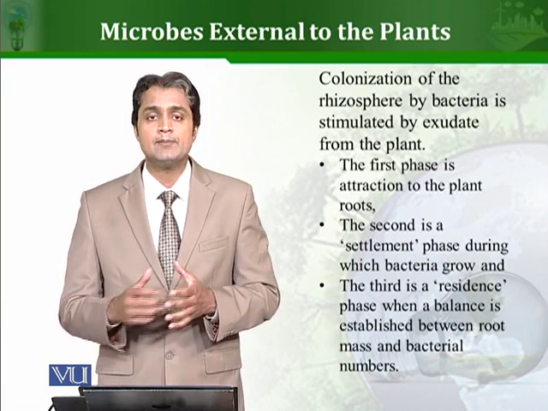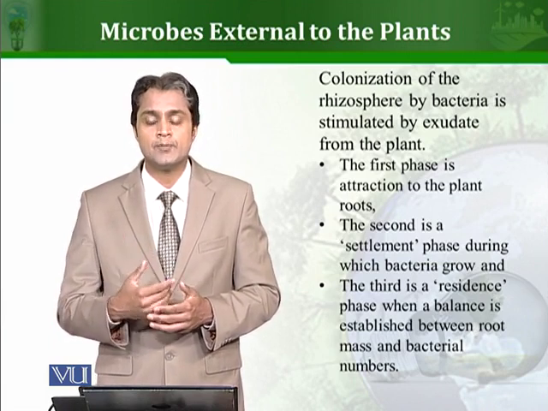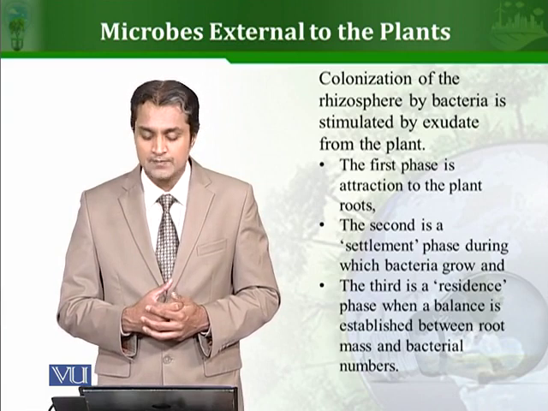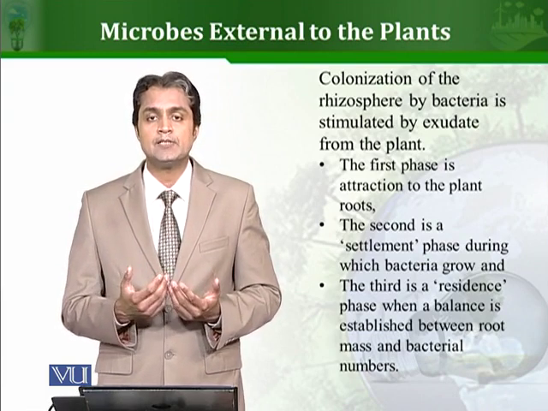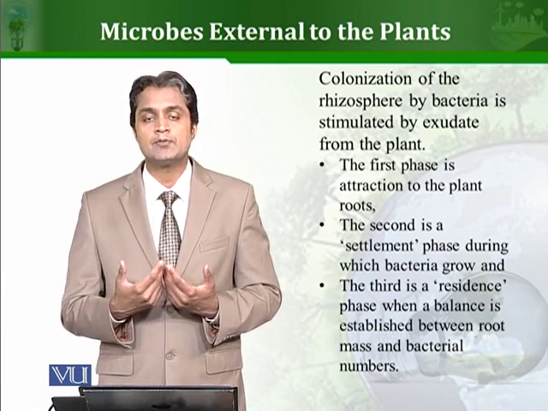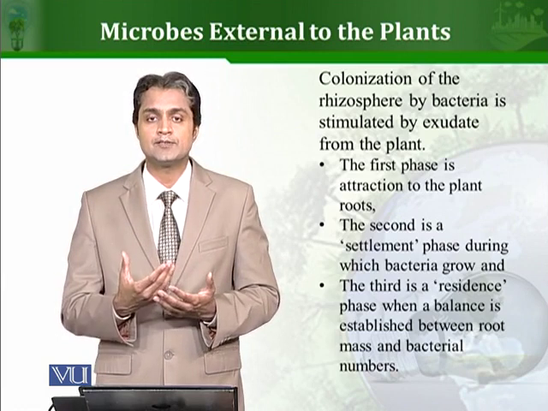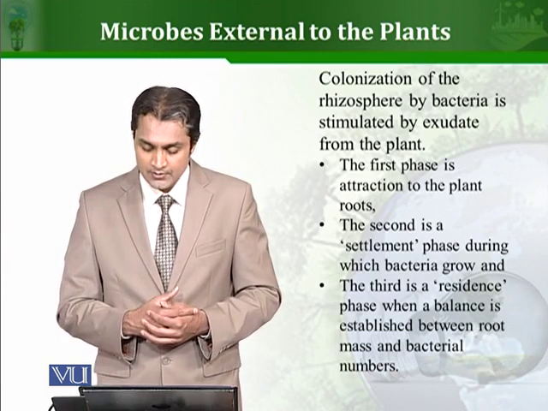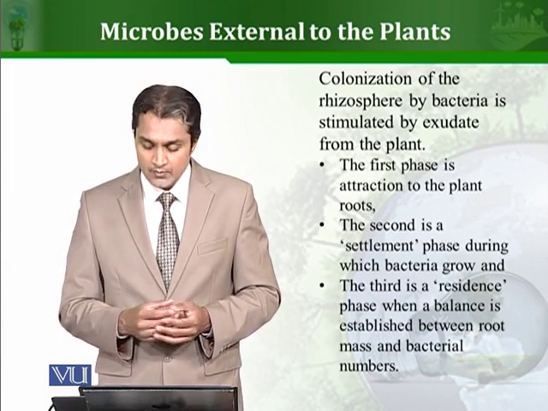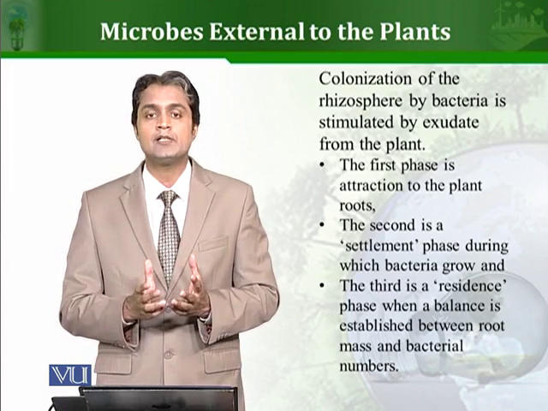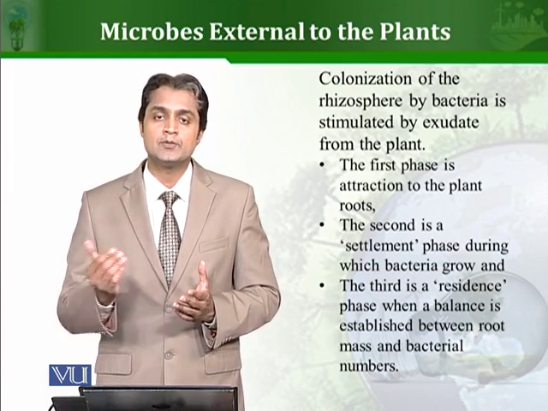Now, when the bacteria colonize the rhizospheric area, this can be divided into so many different phases. For example, the first phase is the attraction towards the root. जब प्लांट रूट डेवलप होती है और वहाँ से न्यूट्रिएंट्स रिलीज होते हैं सराउंडिंग सॉइल में, तो द बैक्टीरिया हैं वो अट्रैक्ट होते हैं न्यूट्रिएंट्स की तरफ. तो फर्स्ट स्टेप इज द अट्रैक्शन टुवर्ड्स द प्लांट रूट. द सेकंड वन इज द सेटलमेंट फेज, इन विच द बैक्टीरिया स्टार्ट ग्रोइंग अराउंड द रूट सरफेस एंड इन द सराउंडिंग सॉइल. तो पहले बैक्टीरिया अट्रैक्ट होगा टुवर्ड्स द रूट.